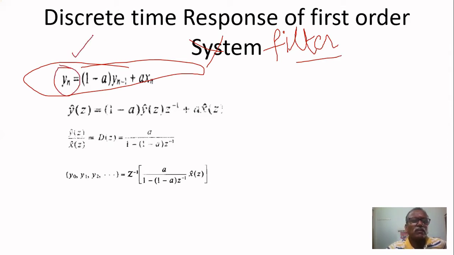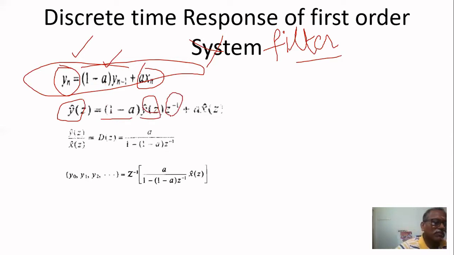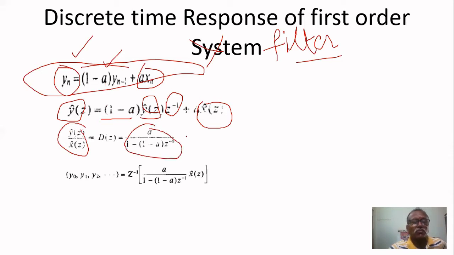y[n], the present sampled value, equals (1 minus a) times the previous sampled value plus a times the present input. If we take the Z transform, Y of Z equals (1 minus a) Y of Z multiplied by Z power minus 1, plus a multiplied by X of Z. Bringing all Y of Z to the left-hand side and grouping, you get Y of Z by X of Z equal to a upon 1 minus (1 minus a) Z power minus 1. This is the discrete transfer function for the given first order filter.